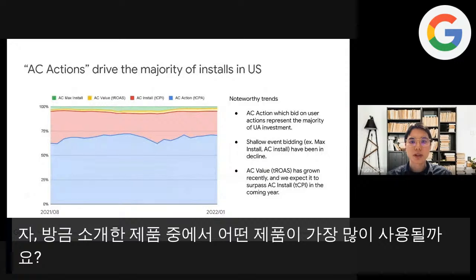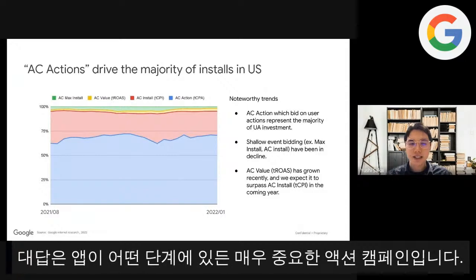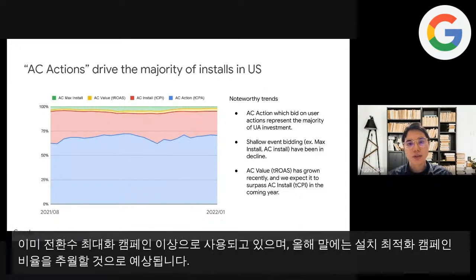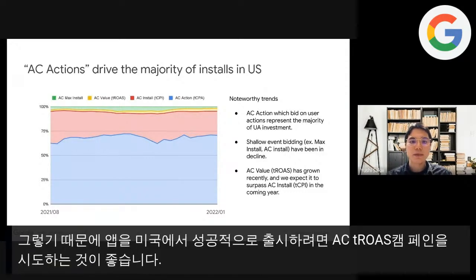Now, which of the products I just introduced is used the most? The answer is AC Action, which is very important no matter what phase your app is in. Another notable fact is that more US developers are starting to target the ROAS goal by using AC Value. It is already used more than max installs, and we expect it to overtake TCPI's percentage by the end of this year. If your app launches successfully in the US, we'll recommend you to try an AC Value campaign.